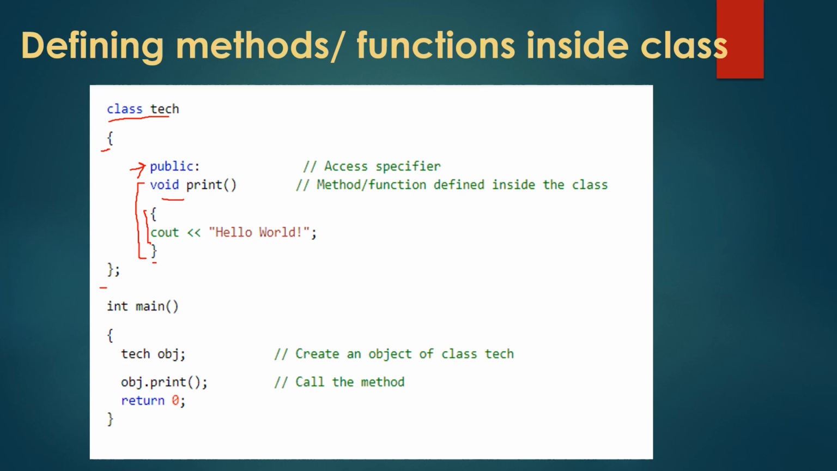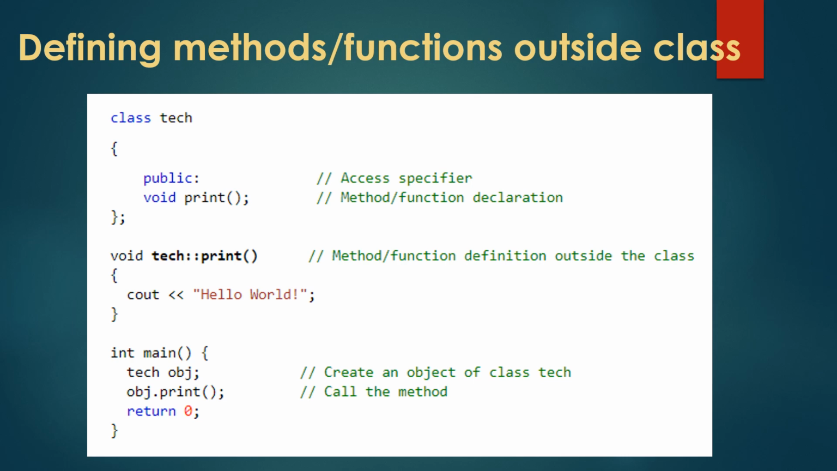Now to call this particular print function, we will be creating an object of this class, that is class tech, and object obj. To call the method or function, we use the dot operator. So here the name of the object with the dot operator and the name of your class function.